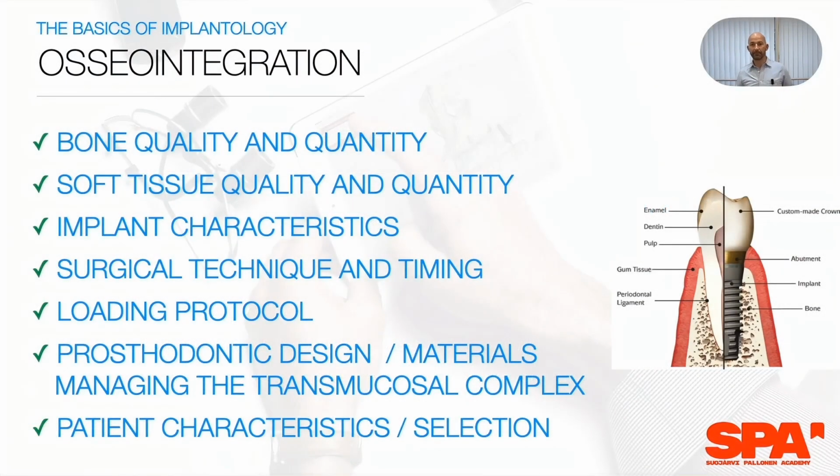So what is needed in order to have successful osseointegration and successful implant treatments? We need good quality and quantity of bone. We need good soft tissues. We need to choose the right kind of implant. We'll need to have a proper surgical technique and timing. We'll have to use a proper loading protocol and then have the prosthodontic design and materials and manage the transmucosal complex in a proper manner. And then we'll have to bear in mind that it's always the patient who has the restoration in the mouth. So we'll have to make sure that the patient knows what is required of the patient and the self-maintenance care.